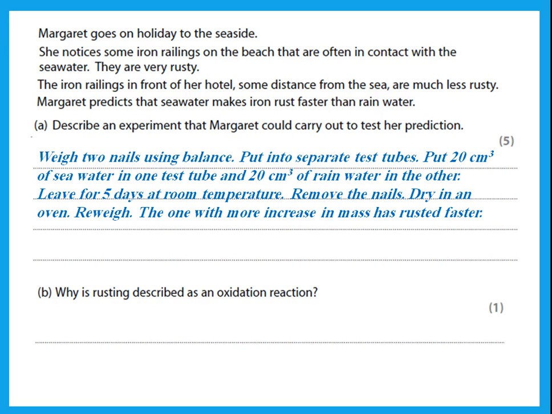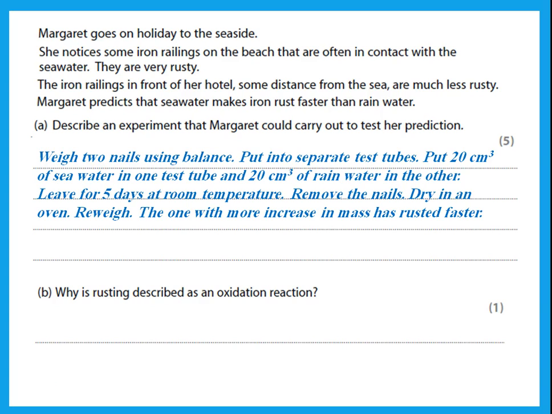After that, I want to know which nail has rusted. What should I do? Remove the nail. I cannot weigh it with all the water on it. I need to dry it first. So usually we put it into separate beakers and dry them in an oven. And reweigh. Now, how do I know which one has rusted faster? The one that has more increase in mass has rusted faster.